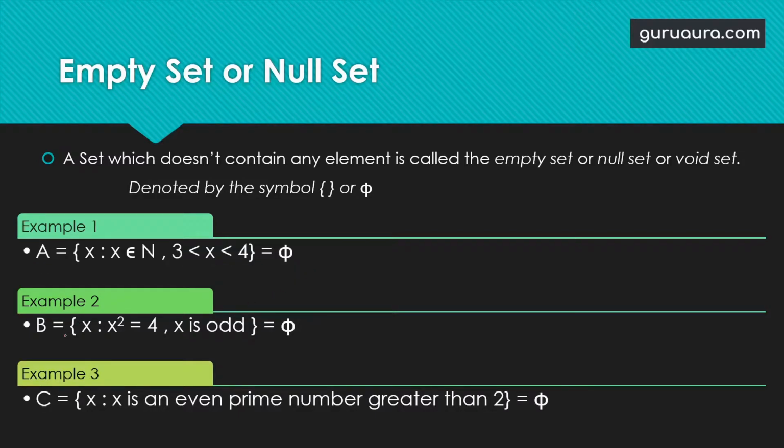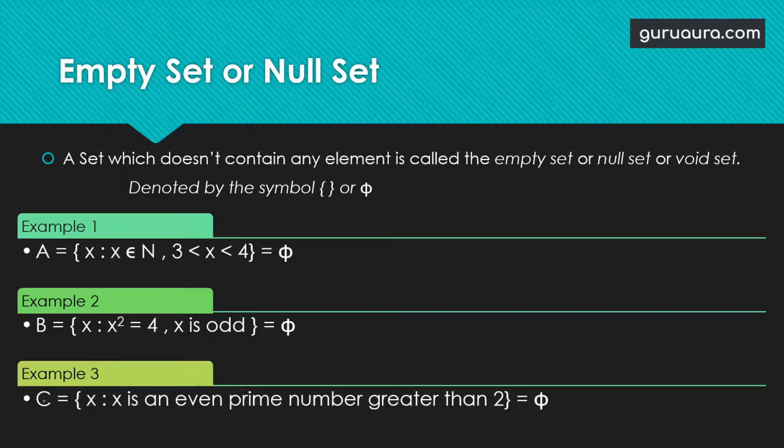Now let's see the next example. B is the set of x such that x squared is equal to 4, x is odd. Again, there are no odd numbers which satisfy the equation x squared is equal to 4. Thus, B is also an empty set.